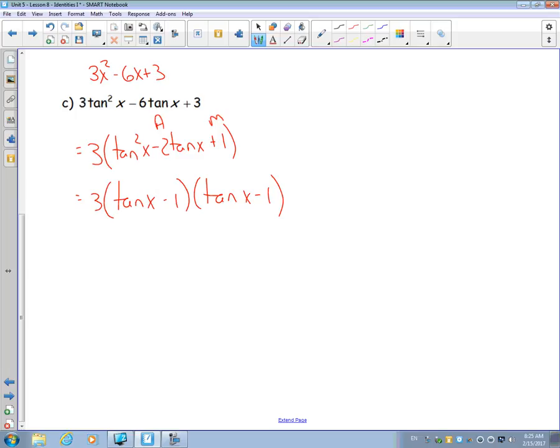Okay, so all the rules that we can apply to numbers and algebraic expressions, we can also apply to trigonometric expressions. And sometimes this will help us simplify things because we might be able to cancel, we might be able to add up, collect like terms, all kinds of good stuff.